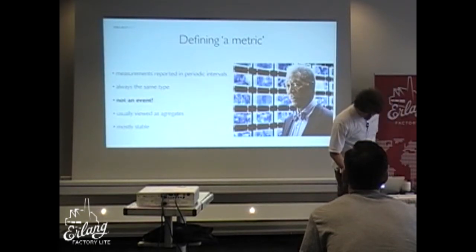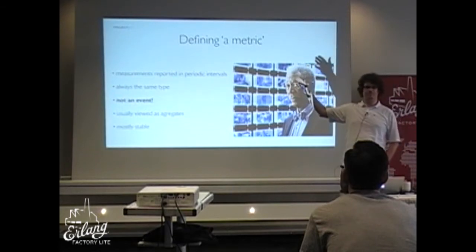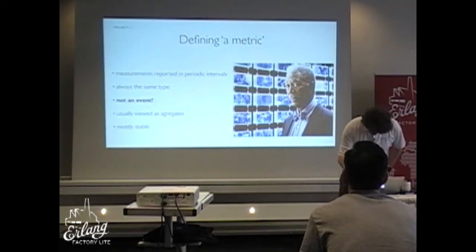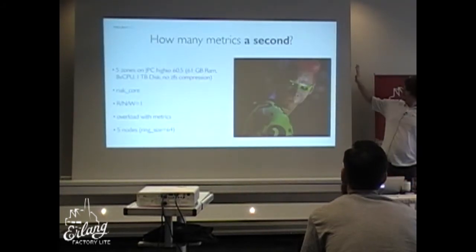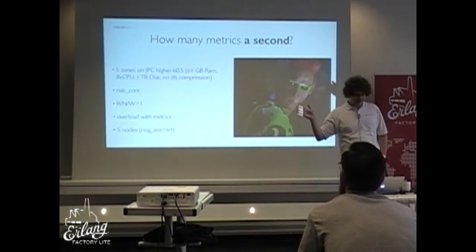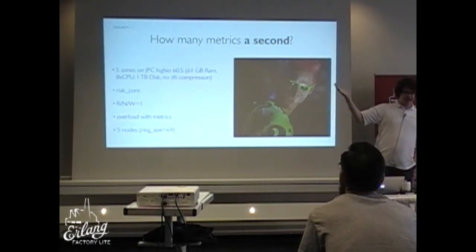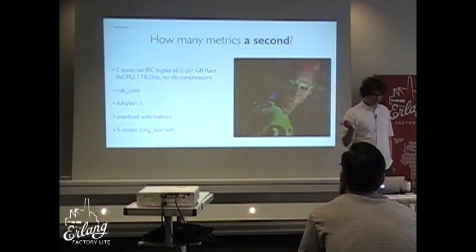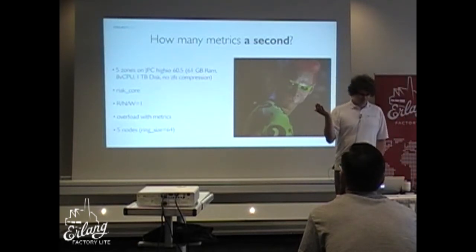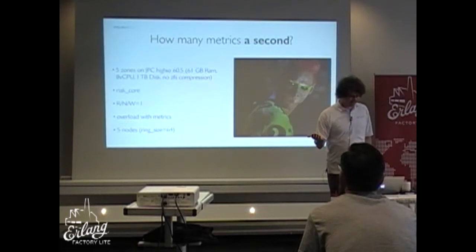So, has anyone here heard of DalmatinerDB? Okay, you're excluded from the next question. So we have a setup. We have 5 zones with a good I/O throughput. They have 60 gigabytes of memory, 8 CPU cores, a terabyte of disk, and run on ZFS without compression. The application is built on Riak Core. We have N, R and W values of 1. We are sending metrics every second, and we are sending more metrics than the system can handle. And we have 5 nodes with a ring size of 64.